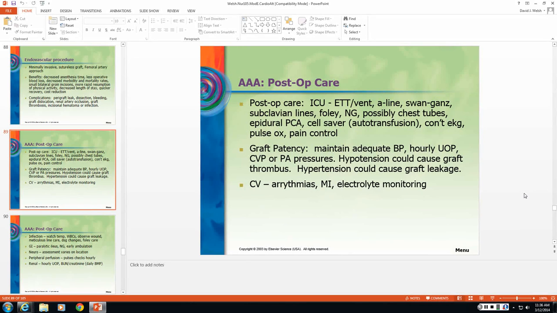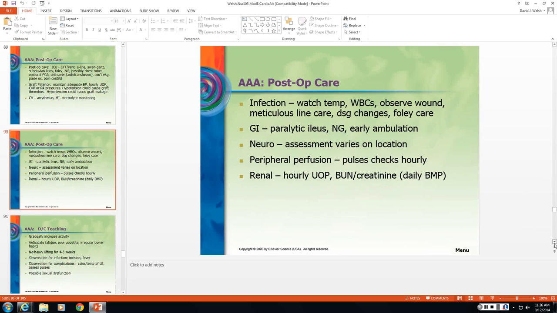Cardiovascular, you're going to look for any kind of arrhythmias. You're going to be careful to watch for an MI, and you're going to monitor their electrolytes. So infection, you want to watch for their temperature, their white blood cells. You want to observe the wound. You want to do meticulous linen care, dressing changes, and Foley care. Also meticulous line care, so you want to make sure that they don't get any kind of blood infection.